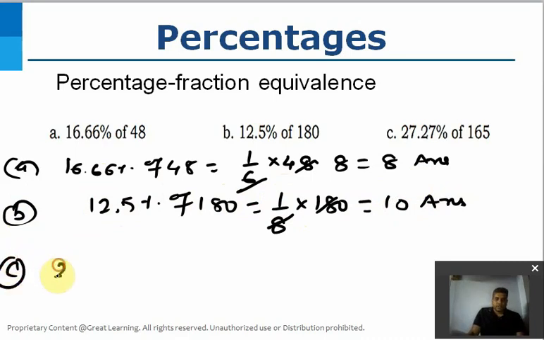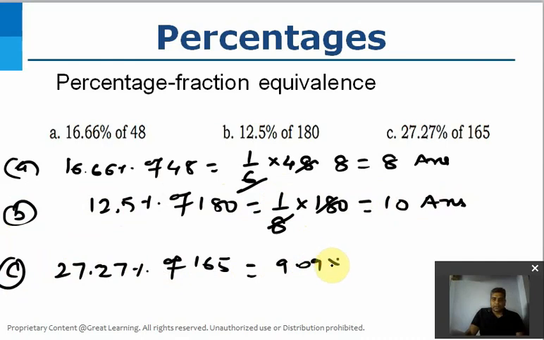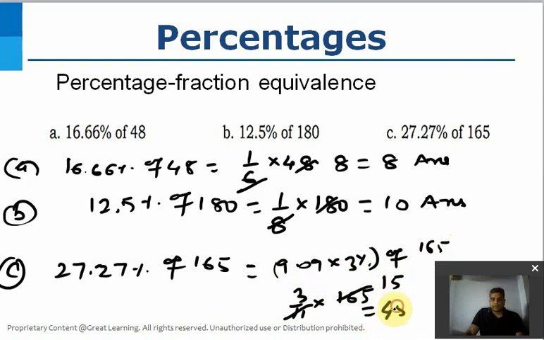Similarly, 27.27% of 165. So I know that 9.09 was nothing but 1 by 11, and this is nothing but 9.09 into 3% of 165. And I know 1 by 11 was this, so 3 by 11 will be this. So this becomes 45 as an answer. So you can see how simple it becomes once you know certain values in terms of fractions.